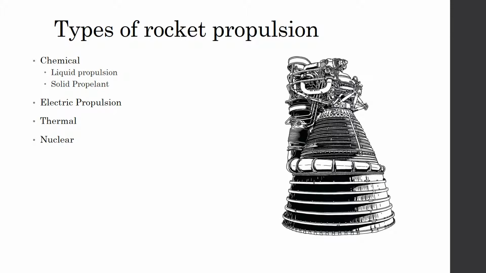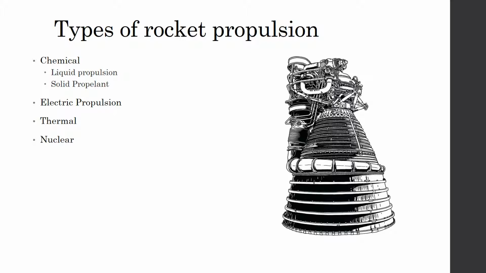So first we're going to talk about the different types of rocket propulsion. First is the standard one that everybody thinks of, a chemical rocket. In a chemical rocket you have two different types: liquid propulsion and solid propellant. In liquid propulsion you have a liquid oxidizer and a liquid fuel that get combined together and burned inside of a combustion chamber and then sent out through the nozzle, creating thrust.